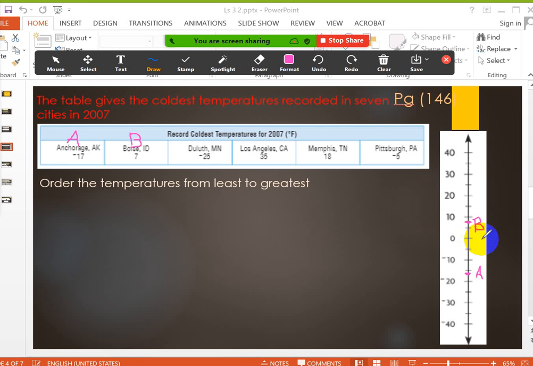Girls, please stop typing to your friends, okay? Stop typing on the chat. The chat is only if you have a question or if you want to answer. Don't talk to each other, girls.